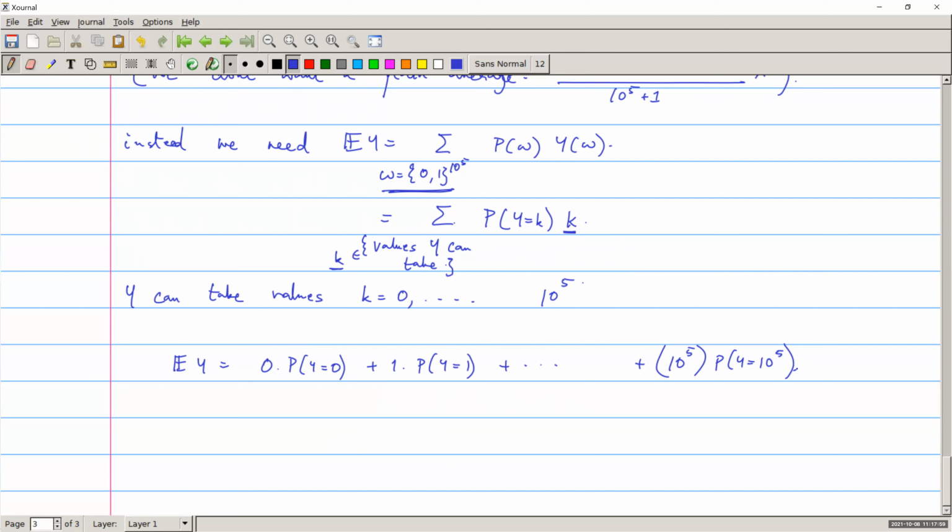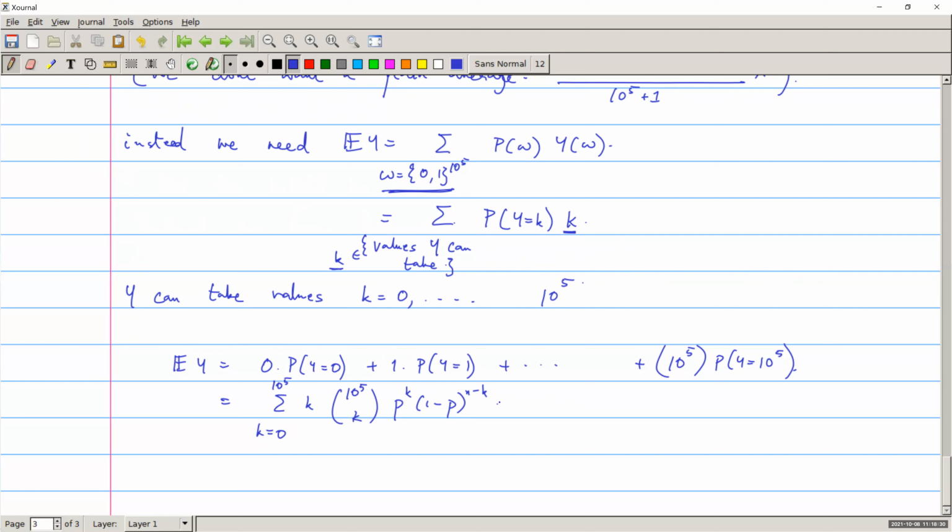Now at this point it is still hard for us to compute, because this summation is something like the sum from k equals 0 to 10 to the 5 of k times 10 to the 5 choose k, p to the k, 1 minus p to the n minus k. This is something that you can compute without too much difficulty, but in this class, for example, we haven't paid too much attention to binomial sums and everything.